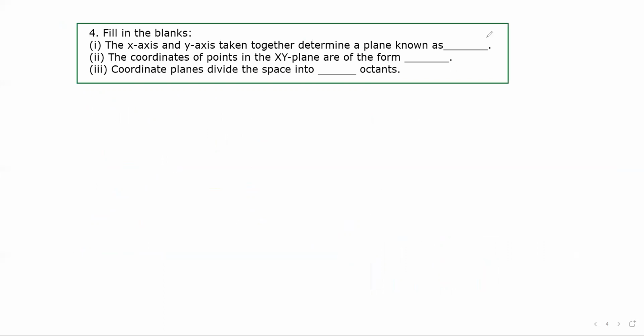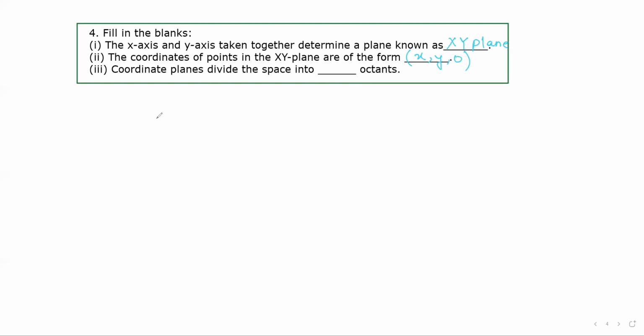Fill in the blanks. First, the X and Y axis taken together determine a plane known as the XY plane. So the X and Y axis together form it. That means you need only X and Y coordinates. For the Z coordinate to be 0, there shouldn't be any line parallel to the Z axis. So definitely the point has to be in the XY plane. The coordinates of points in the XY plane are of the form X, Y, 0. Your Z coordinate is 0.